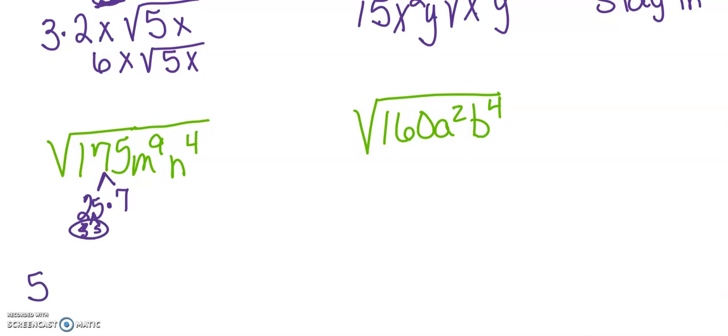All right, let's look at our variables. M to the 9 can be written as m times m to the 8.